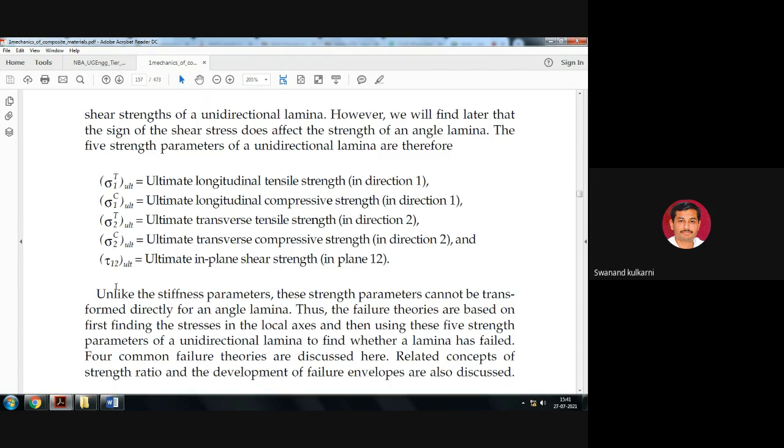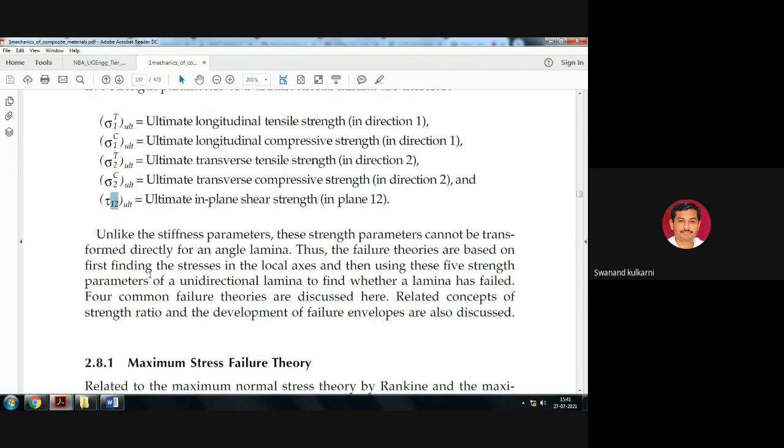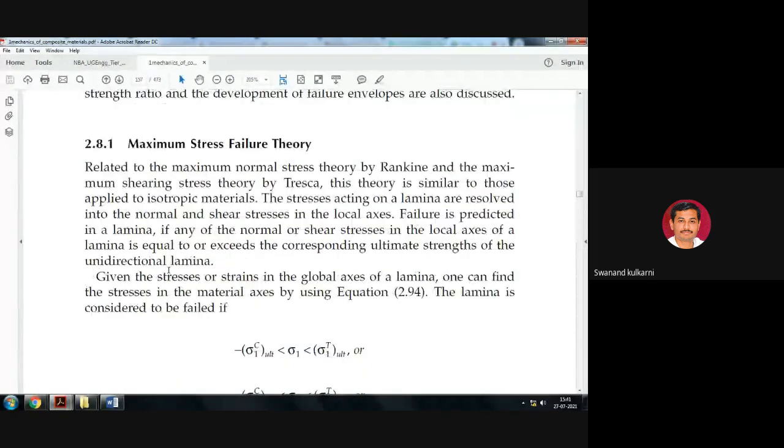And when tau is used, then in the direction 1 to 2, in plane 1 to 2, the ultimate in-plane shear strength is given as tau 12. So unlike the stiffness parameters, these are the strength parameters, and these are defined in case of a lamina like this.